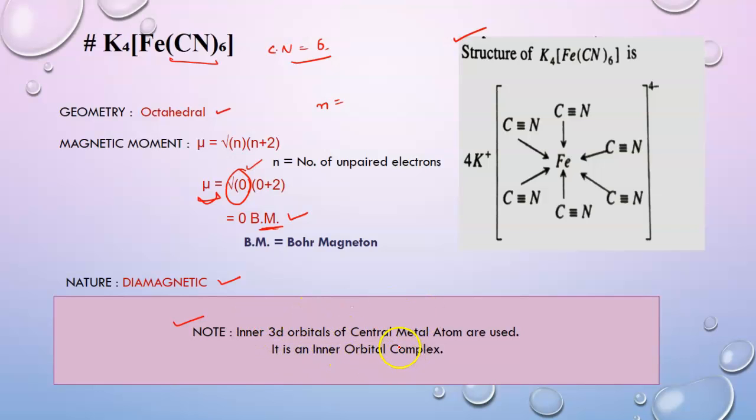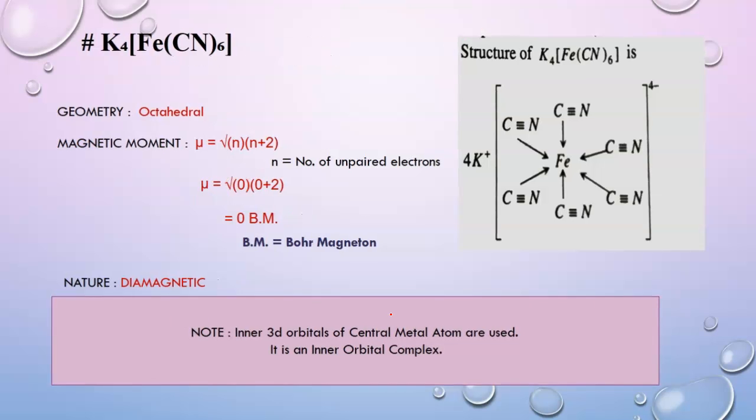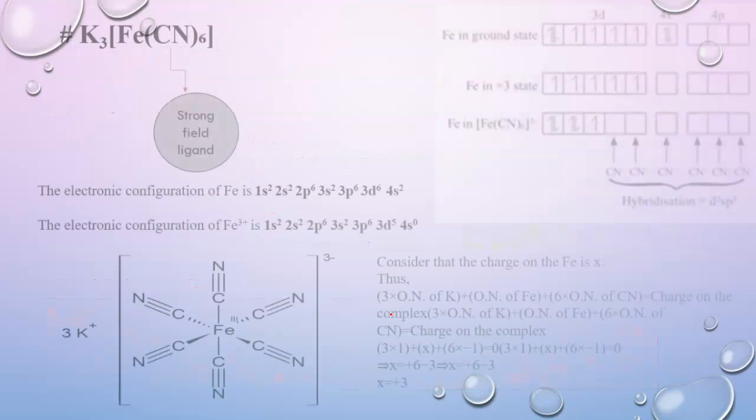And you have to see that as over here inner d orbitals are involved, it is basically an inner orbital complex. I'll be taking only one or two examples of inner orbital complexes, and in the next slide we will discuss outer orbital complexes in detail, and then we'll be taking examples related to coordination number 4 in another slide possibly. So proceeding further to another example.